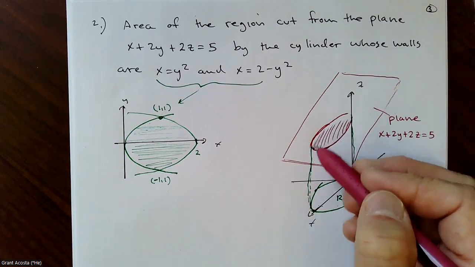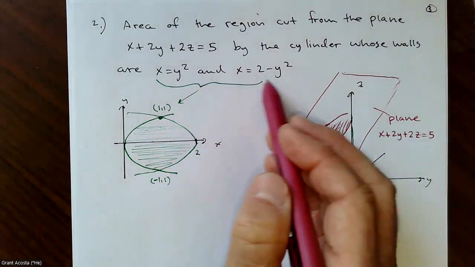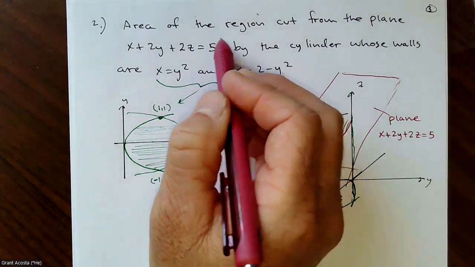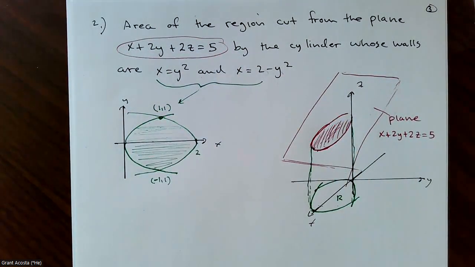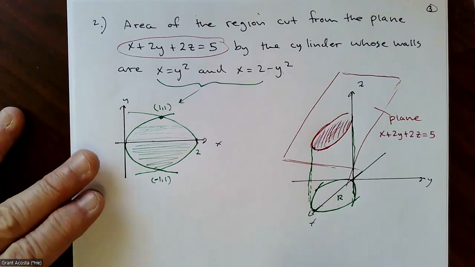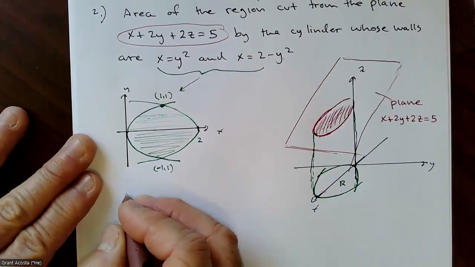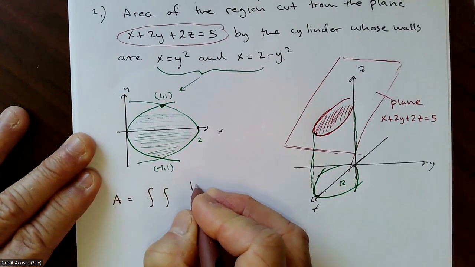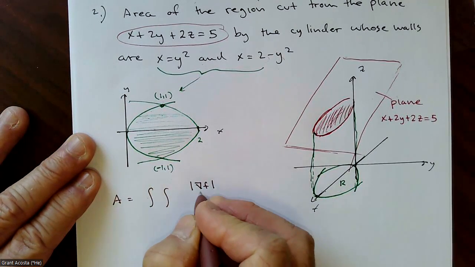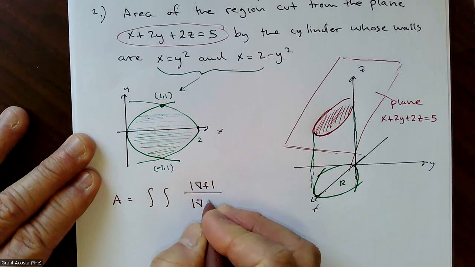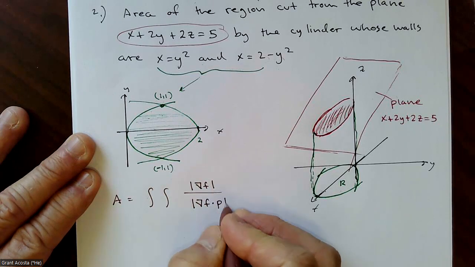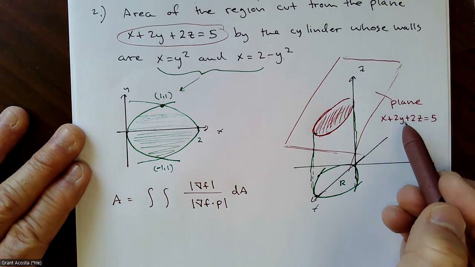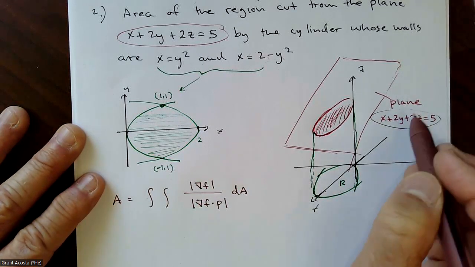Now the area of the surface, just like the last one, doesn't really have to do with this. This just gave us the bounds for our region. It's this. This is our function that we're dealing with. So in our formula for surface area, the magnitude of the gradient of f over the magnitude of the gradient of f dotted with p, dA, this is going to be our f.